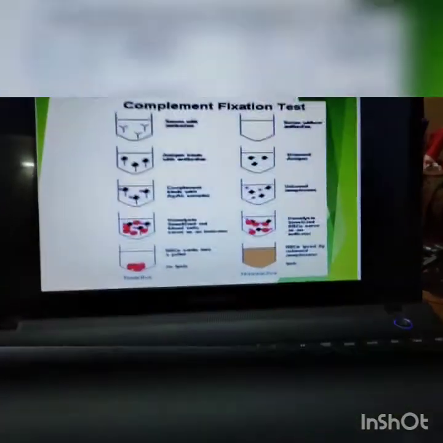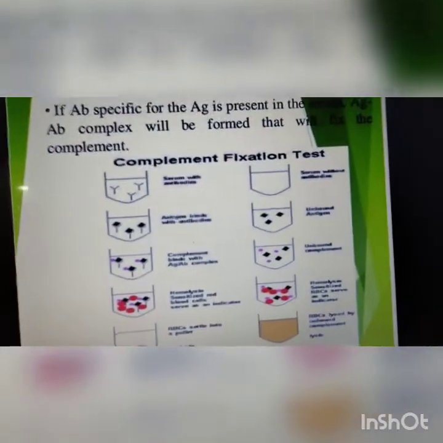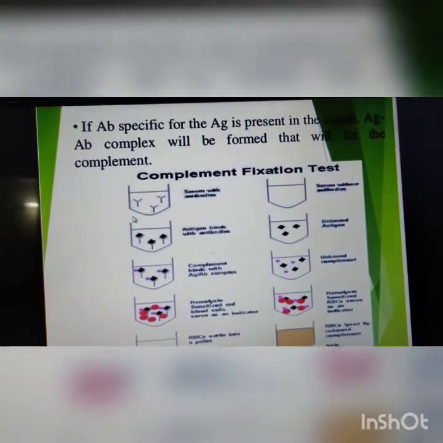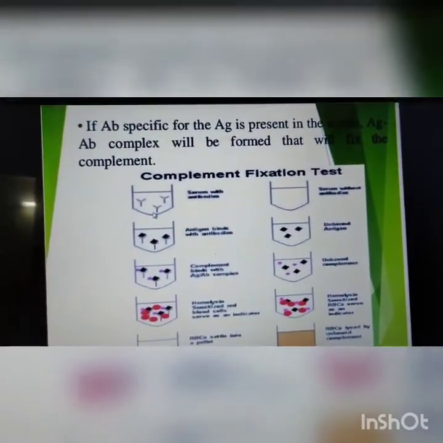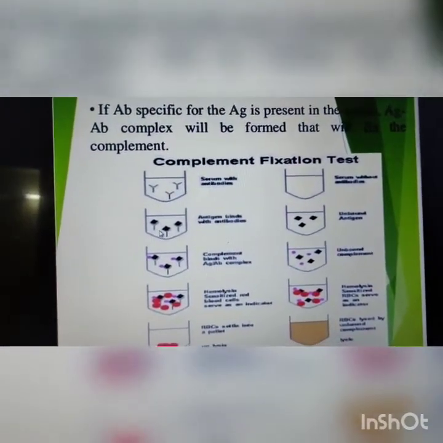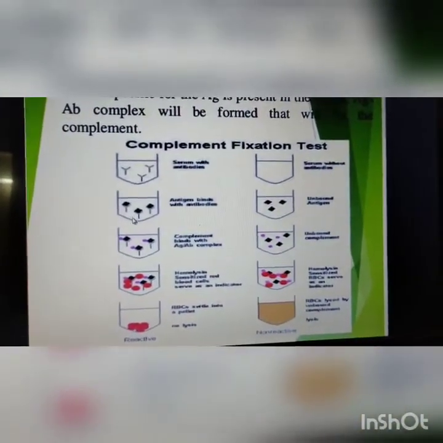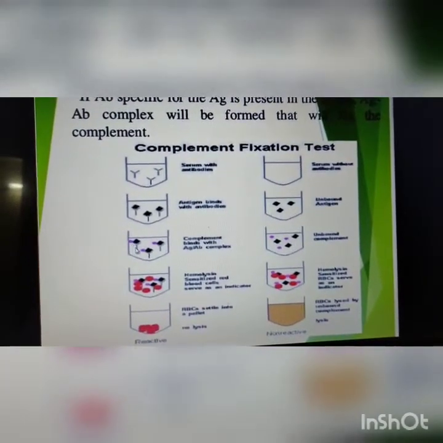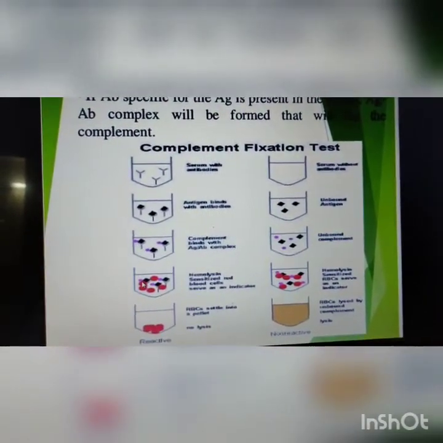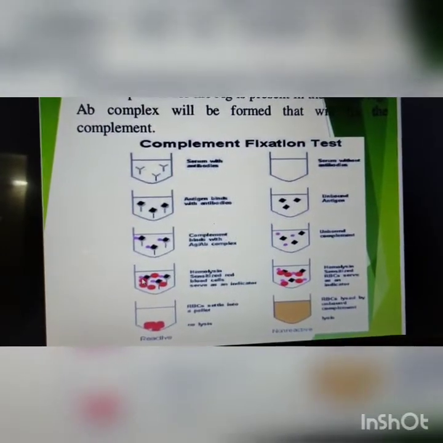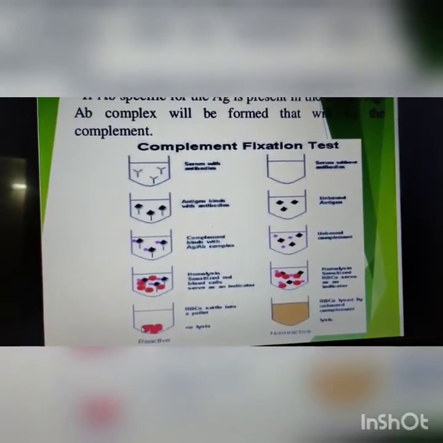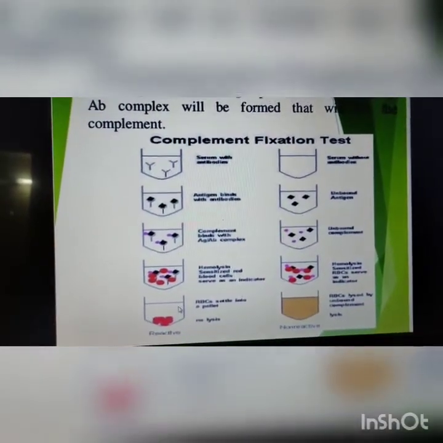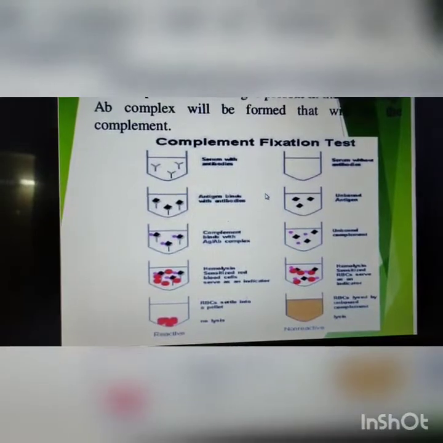Let's see the first diagram. This is serum with the antibody. Then the antigen is added to bind with that antibody. Then a known complement molecule binds with that antigen-antibody complex. Hemolysis of sensitized RBCs serves as the indicator. If the RBCs settle into the plate, it means there is no lysis, and this is reactive. Let's see another test.